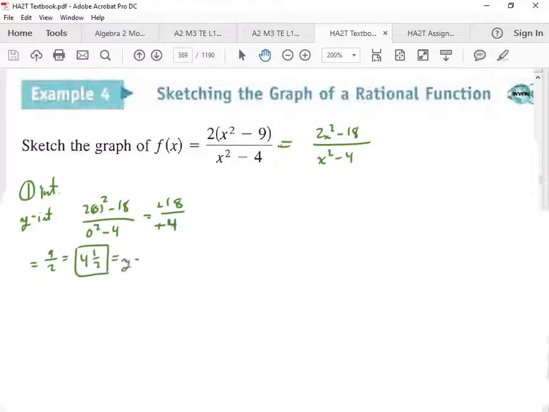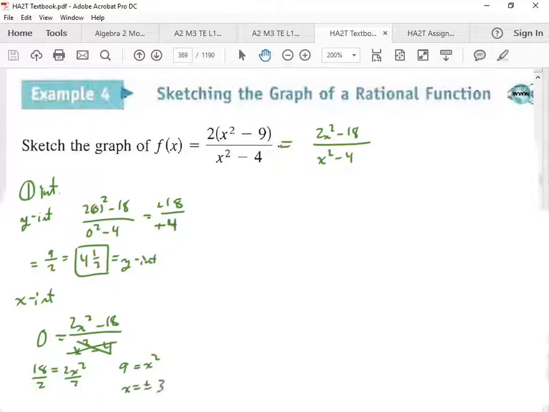I think I should write y-intercept right here so I don't forget. Let's do our x-intercepts. To find x-intercepts, we take the function and set it equal to 0. So 0 equals 2x squared minus 18 over x squared minus 4. I multiply both sides by the denominator, so you're really only taking the numerator and setting that equal to 0. I move the 18 over, I get 18 equals 2x squared. I divide both sides by 2. I get 9 equals x squared, and so x equals plus or minus 3. That is our x-intercepts.